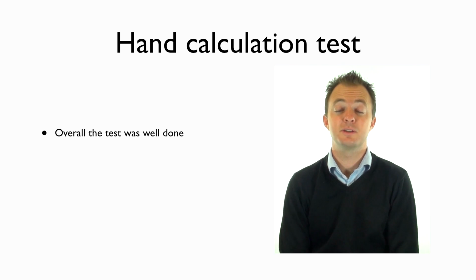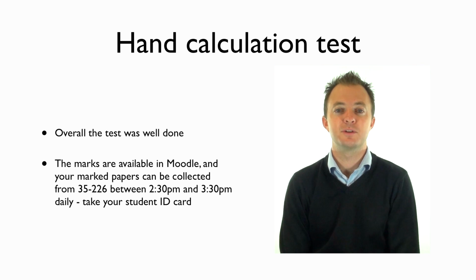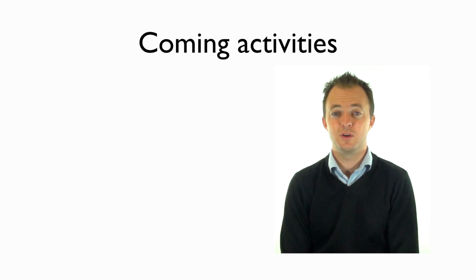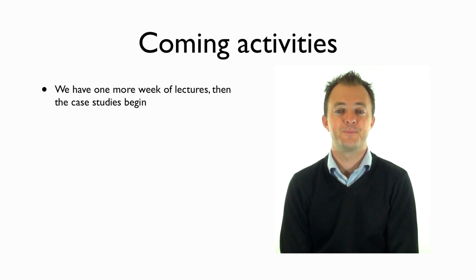We did the hand calculation test last week, and overall the result was very good. I was really pleased with the outcome of the class in general. All those papers have been marked now, and your results are available in Moodle. If you want to collect your marked paper, and I encourage you to do that, you can get it from Chemical Engineering Reception between 2:30 and 3:30 each day. You just need to take your student ID card along with you.